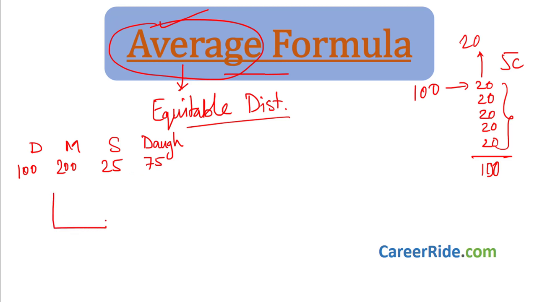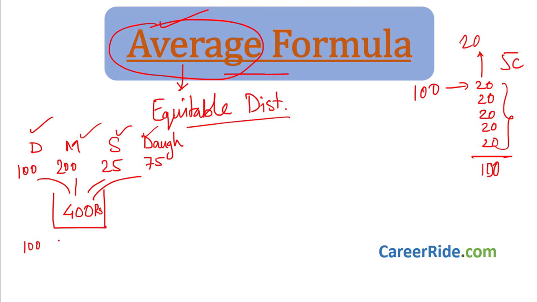Let us say we take a box and collect all this money in the box. So how much money would be there in the box? 100 plus 200 would be 300, 300 plus 25 is 325, plus 75 is 400. So now in the box there are 400 rupees. Now if I want to distribute this equally among all these four members, how much should each get?